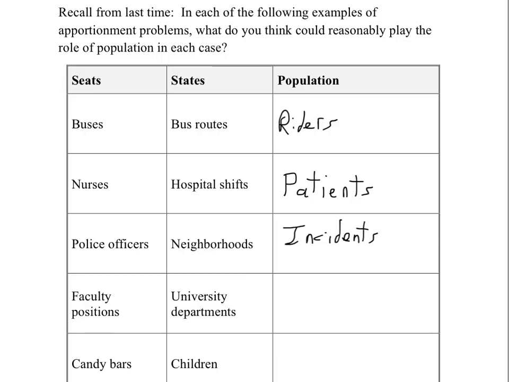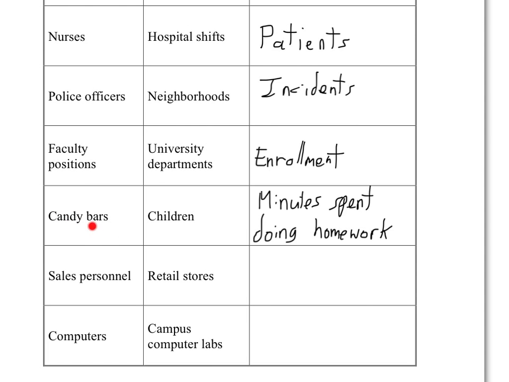Faculty positions are apportioned to university departments based on, well, one very plausible answer is enrollment. The more students there are taking math courses, the more faculty positions there should be in math. Candy bars are apportioned to children based on, well, there are many answers here. I had in mind minutes spent doing homework, but that's just me.